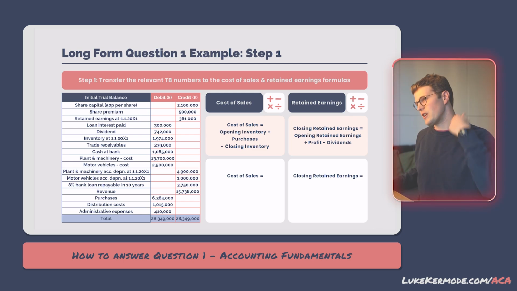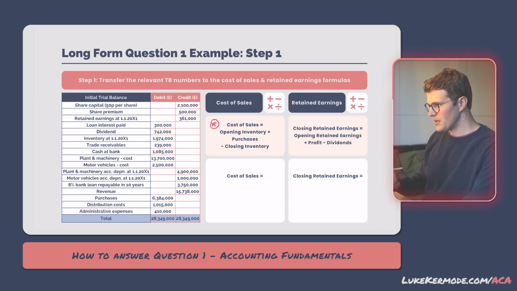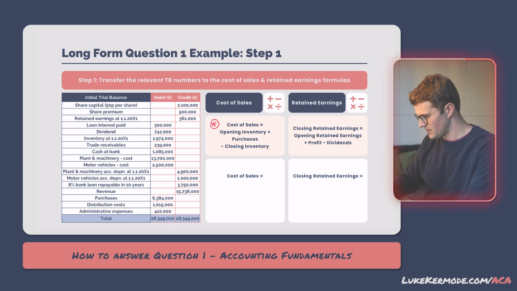So let's begin with transferring numbers from the trial balance to the cost of sales formula. And the cost of sales formula, if you remember, is cost of sales equals opening inventory plus purchases minus closing inventory. From the trial balance, we can see that opening inventory is 1,974,000.